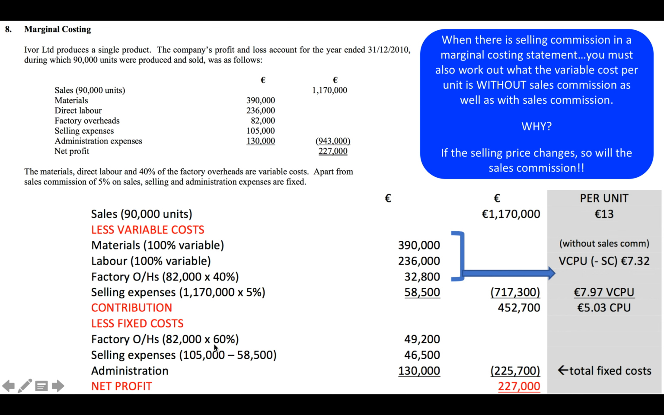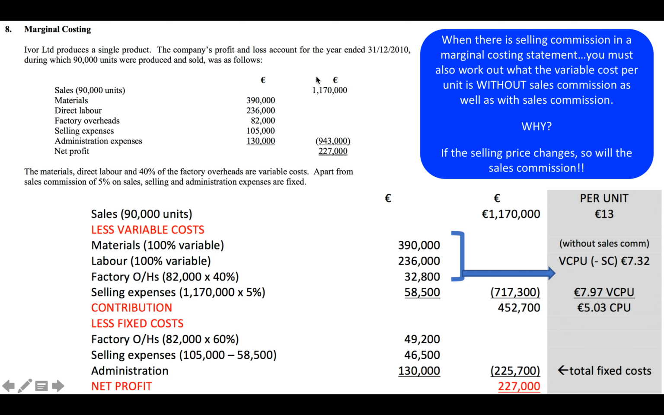Then we have our fixed costs. We've already looked at our factory overheads, so 60% of our 82,000, that was 49,200. Then the selling expenses are 105,000 minus the sales commission, so that is 46,500. Then the administration is 130,000. We tot those all up and it is €225,700, our total fixed costs. So overall, net profit 227,000.